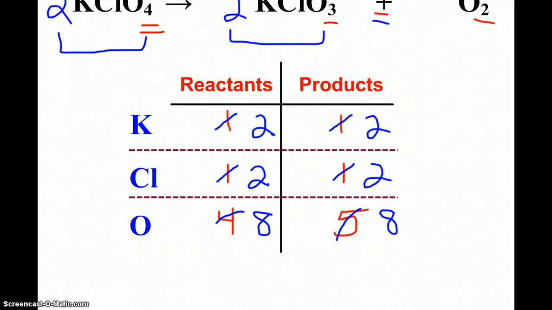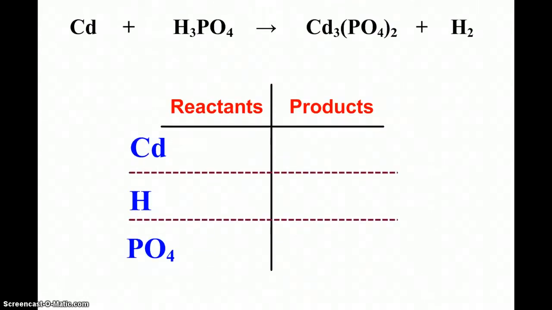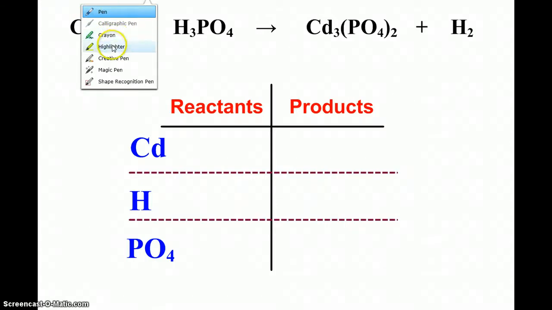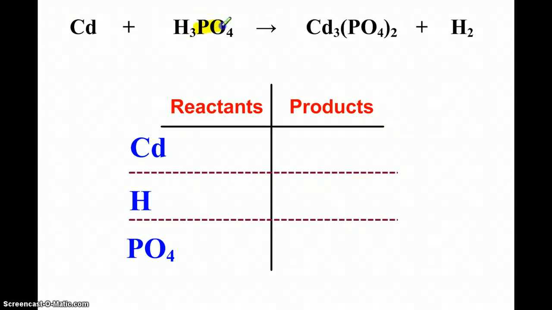Let's look at this single replacement example. Here I have cadmium and phosphoric acid reacting to make cadmium phosphate and hydrogen. My one big hint here, well, actually two big hints. If I have a polyatomic ion on both sides, make it stay as one thing that you're keeping track of. Don't make it harder on yourself, and keep track of cadmium, hydrogen, phosphorus, and oxygen. Just keep track of cadmium, hydrogen, and phosphate.